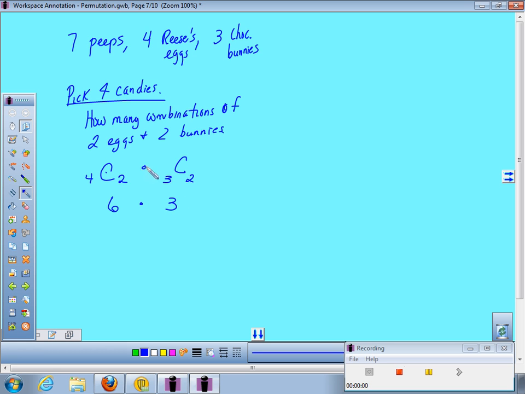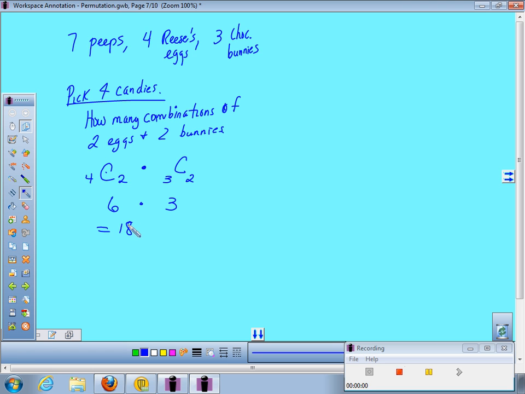And what I do, it's not keeping up with me. Combinations. Okay, all you do is you figure each number and you multiply them together like we've been doing in every other problem. So there would be 18 different groups you could pick.